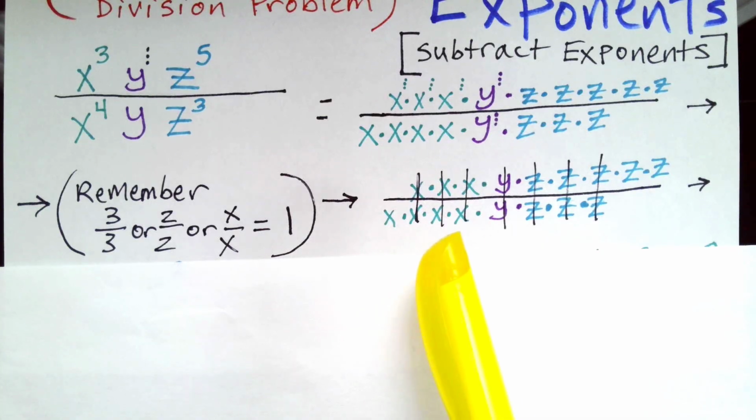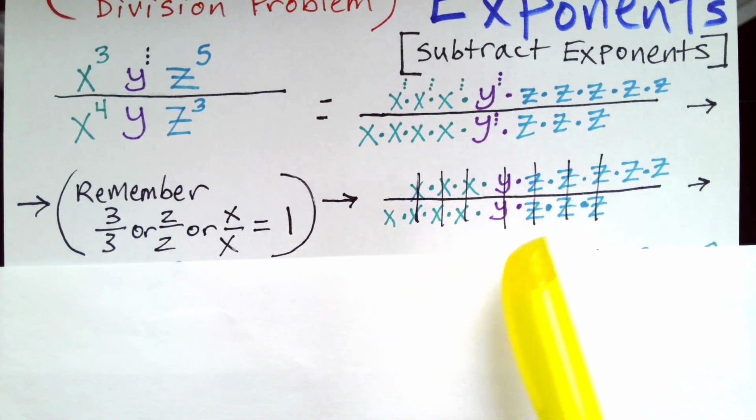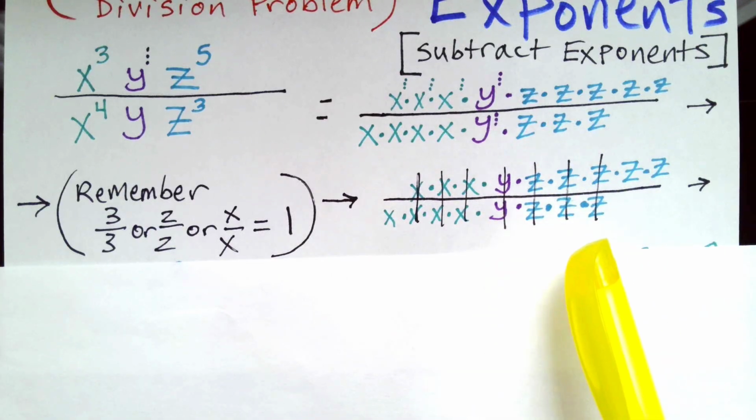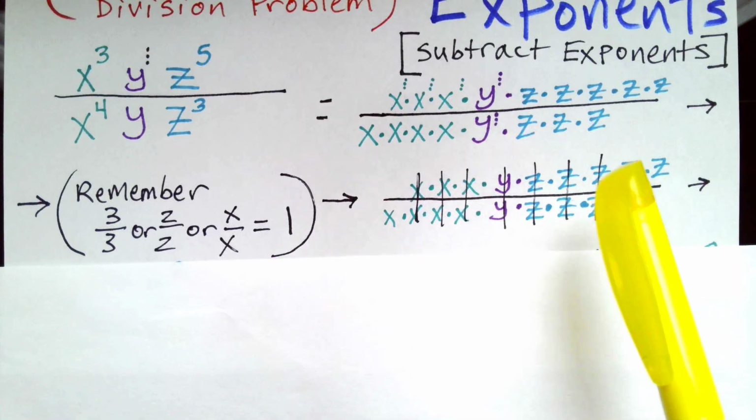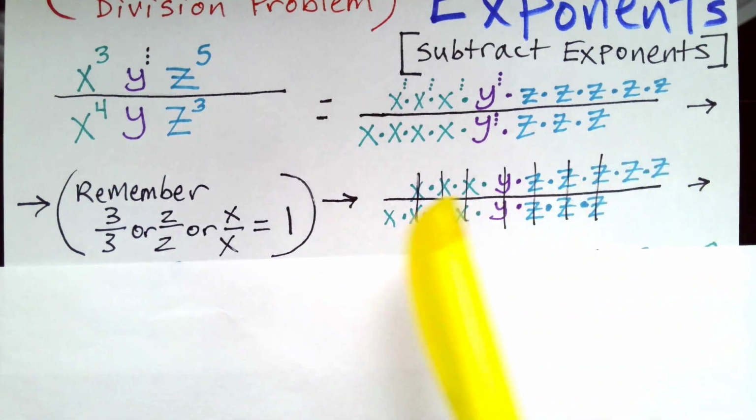Anything times 1 is itself, right? Y over y is 1. Z over z is 1. Z over z is 1. What am I left with? I'm left with z times z. Remember, you add those exponents. Z times z is z squared.